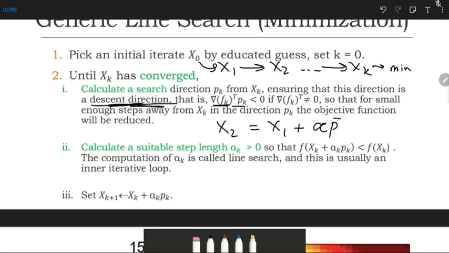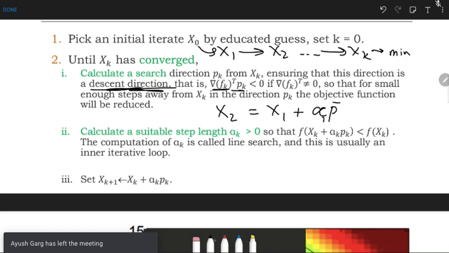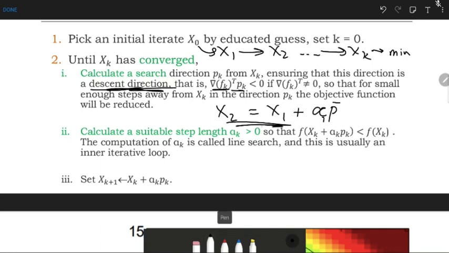Point one is find a direction. Point two, find a step length, some alpha. Alpha one, alpha two. In this case, this is alpha one. Alpha should be not zero; it should be a positive number, because if alpha is zero, it means you did not move anywhere. If alpha is negative, it is pointless because the sign will be taken care of by the direction. You don't have to worry about the sign. So alpha should be strictly positive. That is why it is given here.